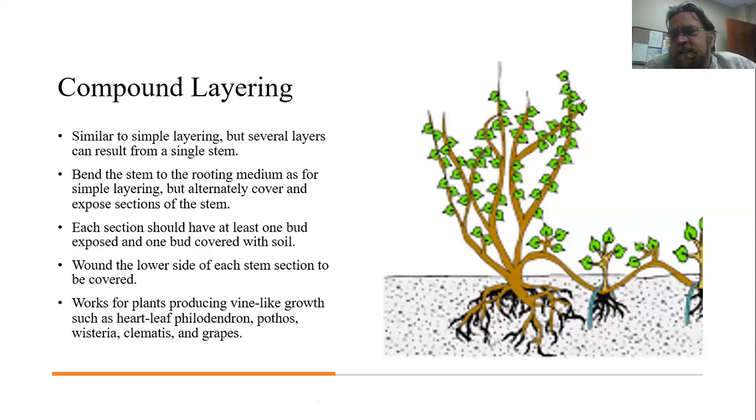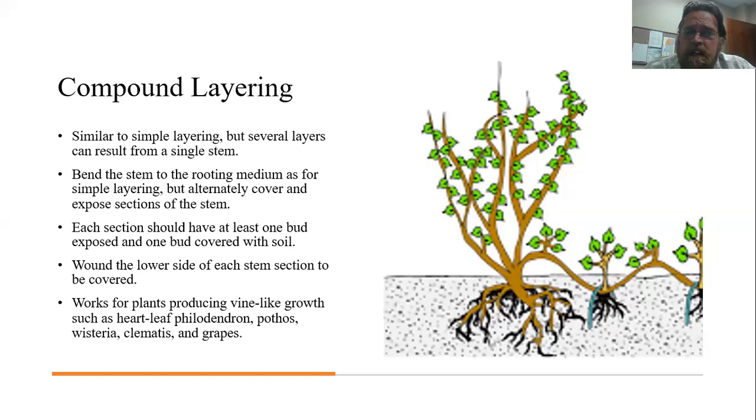Compound layering is very similar to simple layering. It's essentially the same thing, but it's something you'll see done with vining plants, things like pothos or wisteria. Grapes would be another good example of something where you could use compound layering. I don't know if I can stomach the idea of propagating wisteria simply because I've been trying to get rid of it for quite a while. But it is another plant where that does work.